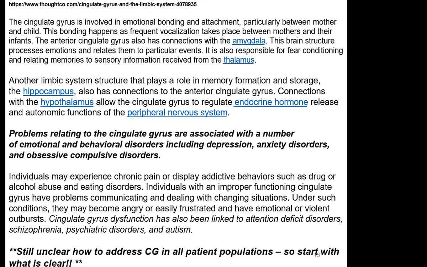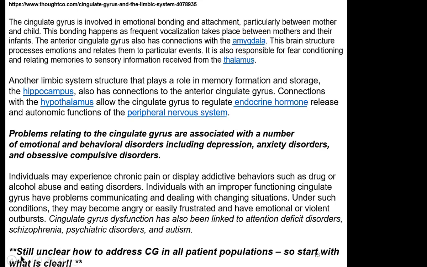chemicals, if that person has gone through particular psychologically stressful events, maybe growing up they were subjected to abuse. Lots of different things can fall into what's going on inside of a person's brain. And sometimes it's hard to separate those things out. So they're still unclear on how to address any cingulate gyrus problems in particular patient populations.